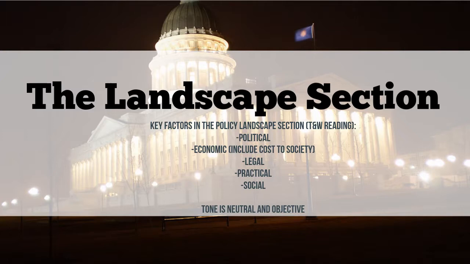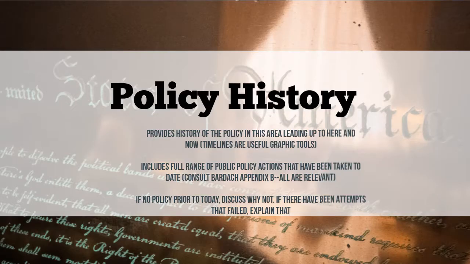Hone in on the ones that are most relevant for your problem. The policy history helps you to explain how did we get to where we are today relative to policymaking in this area? It includes the full range of policy actions taken to date. Be sure to consider the full range of things that governments do from BARDOC Appendix B, and also consult the Shrieky and Young reading for this week. Recall that prior decisions to do nothing were active decisions. So if nothing has happened to date, explain why and what challenges prevented something from being enacted.